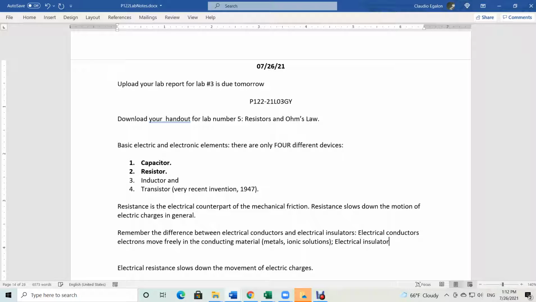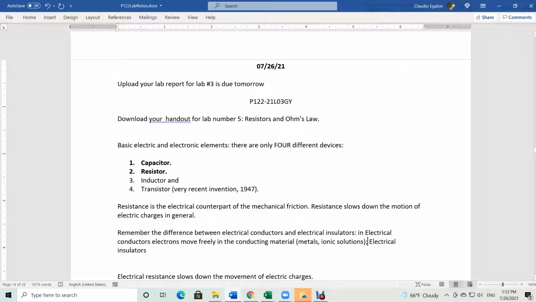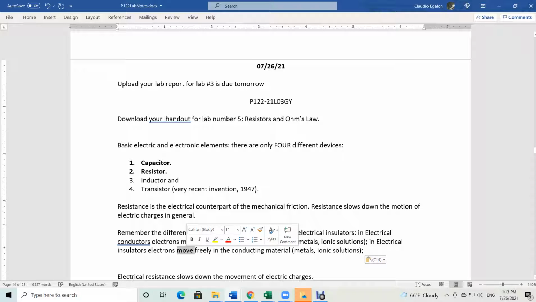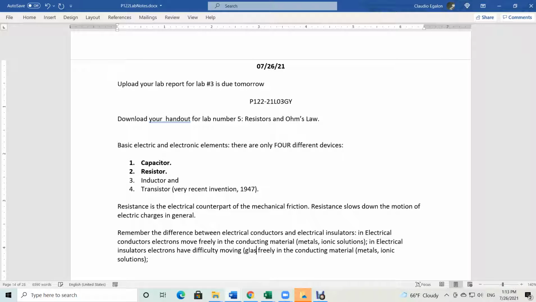Electrical insulators. In electrical insulators, electrons have difficulty moving. That should be glass, wood, plastic, paper. So they stay concentrated on a given spot of the material.